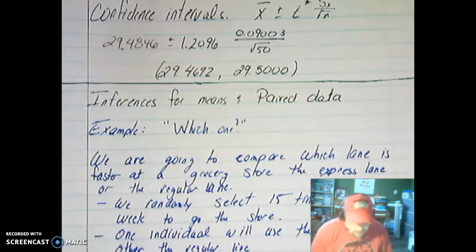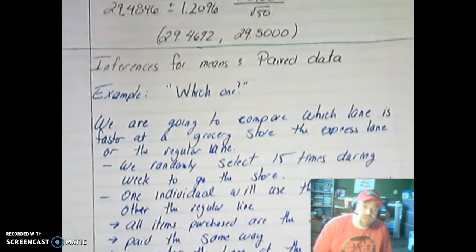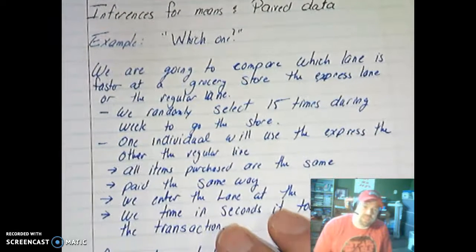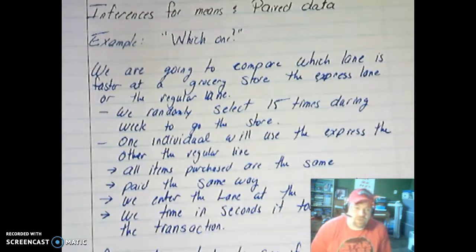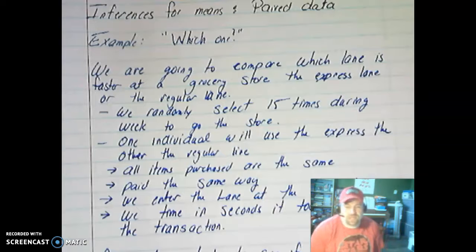So we're going to look first of all at inferences for means in paired data. I really narrowed this down because the narrative was really long, and I know you guys wouldn't want to write too much of it down. So what we're looking at here is the difference between an express lane and a regular lane, like at a grocery store for checkout.